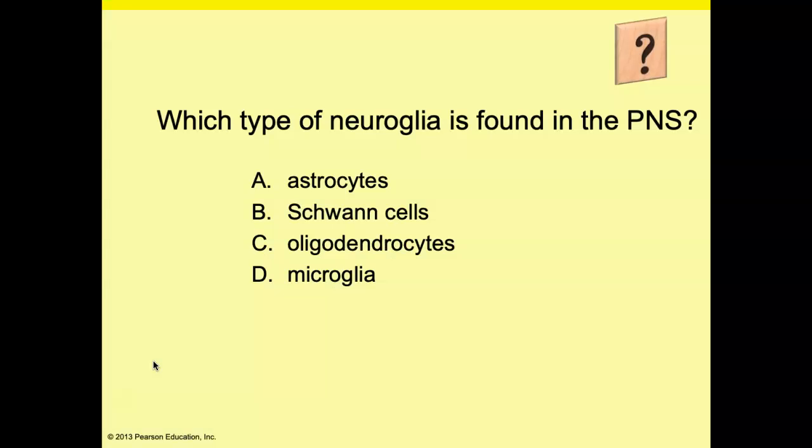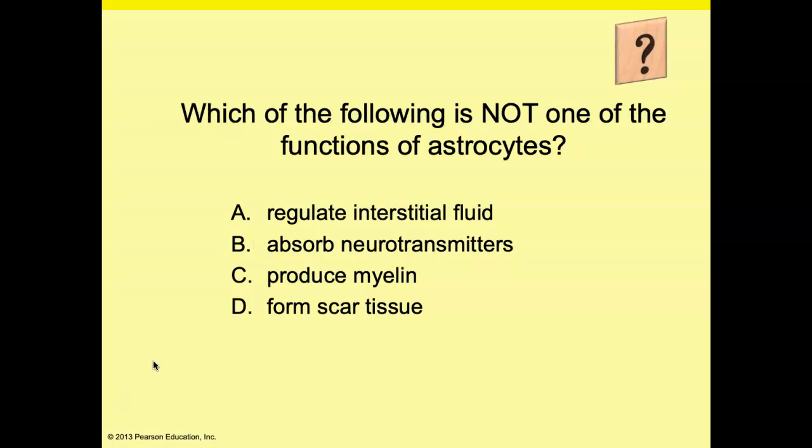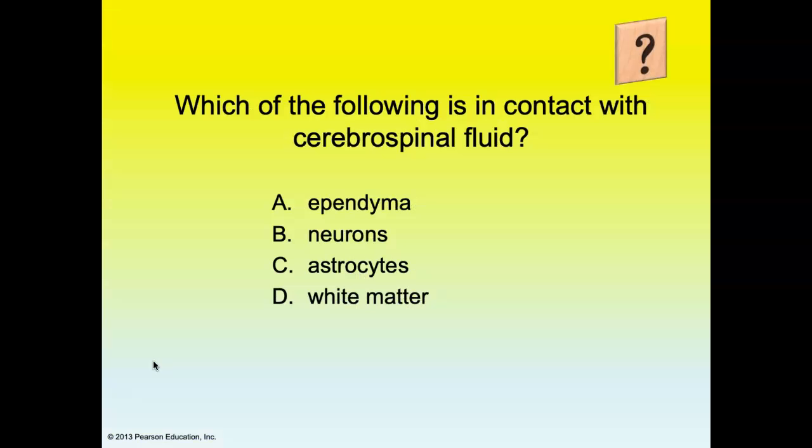What type of neuroglia is found in the PNS? Oh yeah, it's the only one you have to learn. Schwann cell. Which of the following is not one of the functions of astrocytes? Astrocytes do not produce myelin. Which of the following is in contact with cerebrospinal fluid? Well, you don't need to know this one. What's in contact with it are the cells that make it, called the ependymal cells.